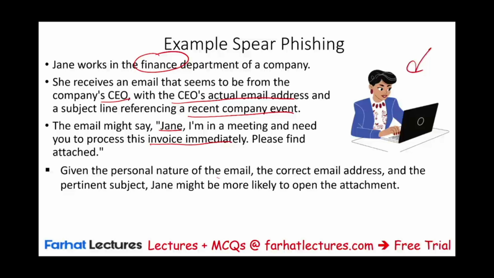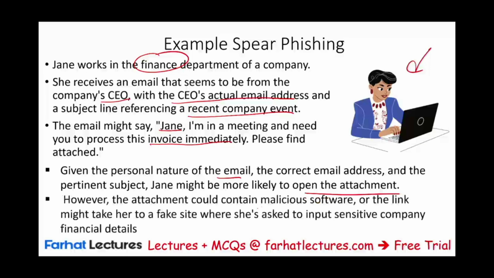So given the personal nature of the email, the correct email address, and the subject matter, Jane might more likely than not open the attachment. And once you open the attachment, you introduce phishing or some other attack. So notice phishing is a form of reconnaissance, it gives you access to data, to information. Then what you can do from there is up to you. However, the attachment could contain malicious software, or the link might take her to a fake site where she is asked to input sensitive company data. For example, say, okay, pay the invoice here, input the company credit card information, and they will capture this information.